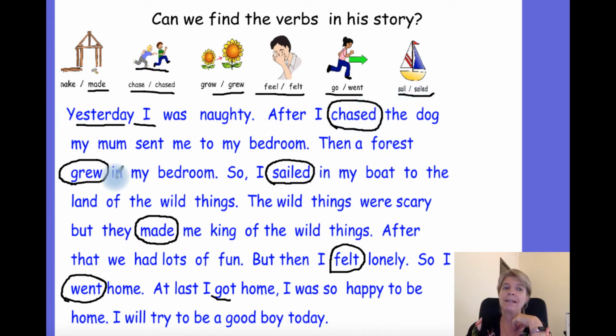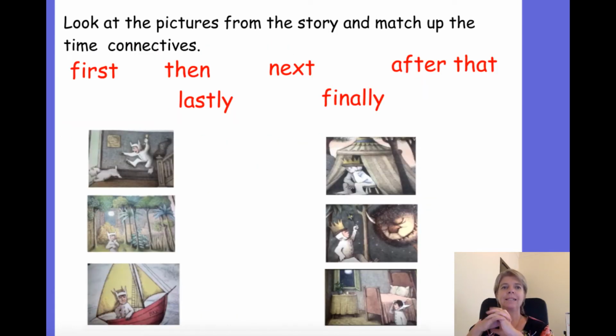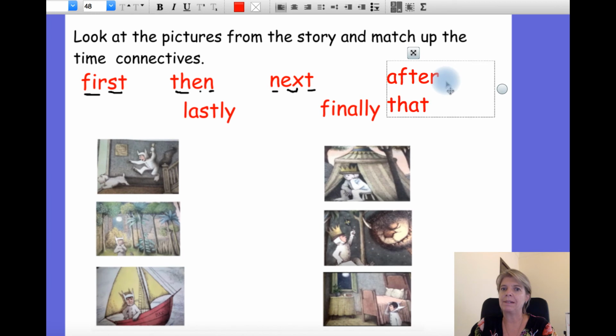And by using them this way, the person who's listening to you knows that your story has finished. Okay, let's have a look at this activity. It says, look at the pictures from the story and match the time connectives. This is easy peasy, this one. Let's have a look. First we need to read these words. What's this one? Start. First. What's this one? First. Then. It ends in T. Next. Next. This is two words, this one. Let me space it out a little bit more. My finger space isn't very big, is it?